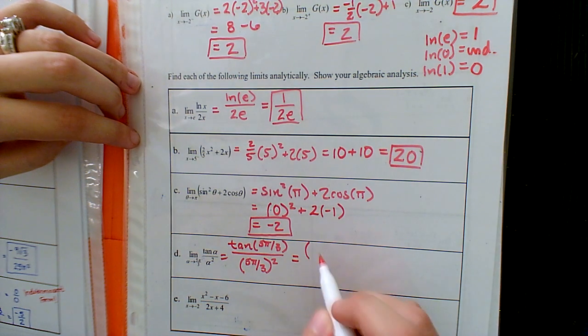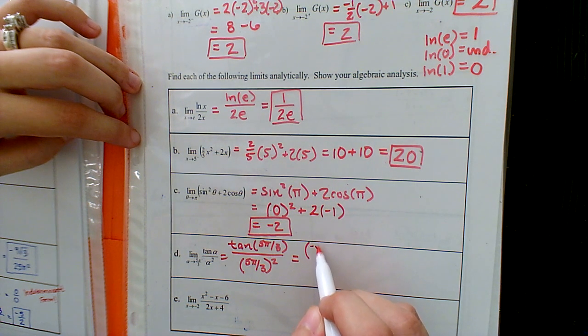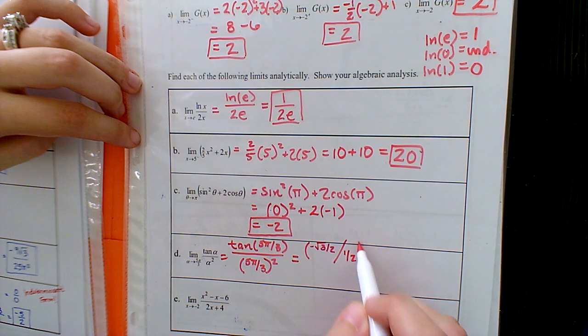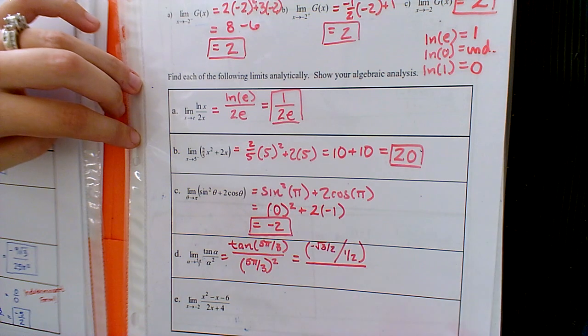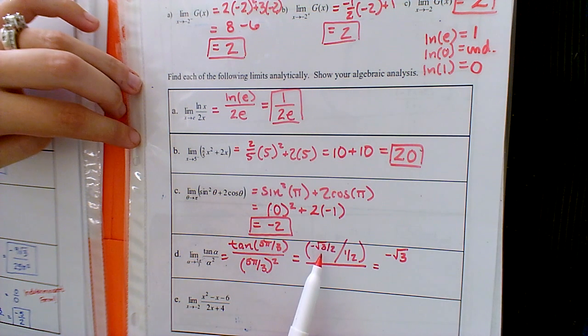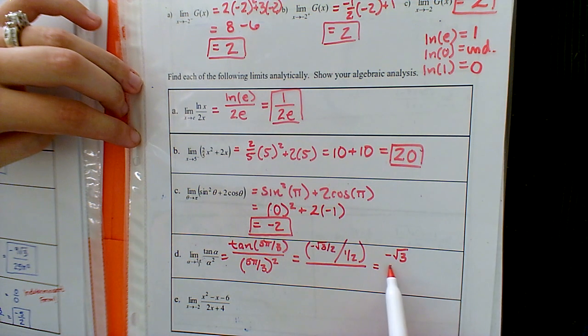The tangent of 5 pi over 3 is sine over cosine. Sine is negative square root of 3 over 2, over the cosine value of 1/2. To figure out the tangent, we need the sine value divided by the cosine. Instead of dividing by a fraction, you could multiply by the reciprocal. The 2's would eventually cancel each other out, and you're left with a negative square root of 3 over 1, which is just a negative square root of 3.